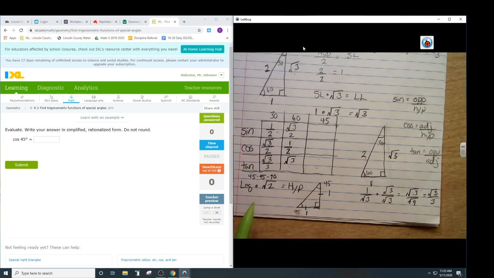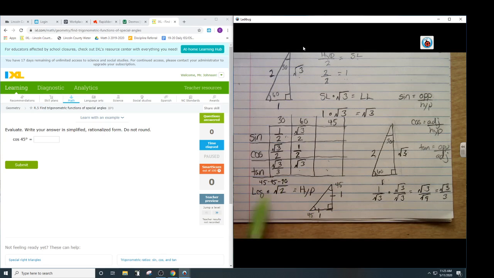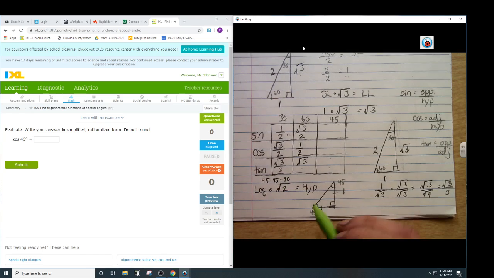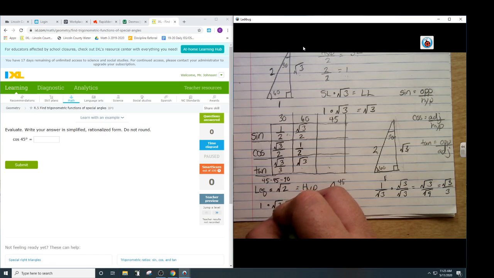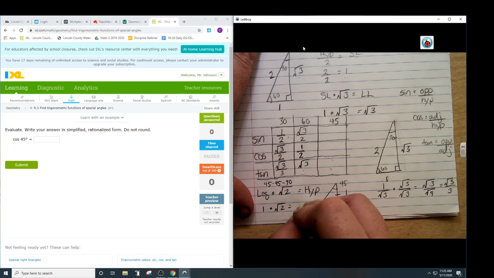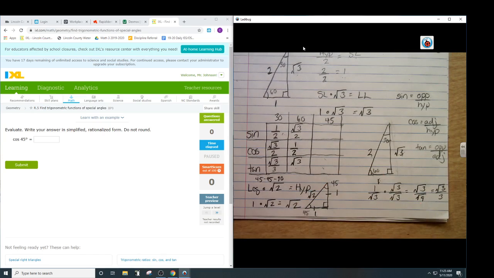Now, guys, if you remember your 45/45/90, if you're like, where's Johnson getting this stuff? I don't remember this. Go back a couple weeks and look under special right triangles, and you'll see these rules. I just didn't pull these rules out of the air. This is stuff you've already learned. Okay. Now, if the leg is 1, and I multiply it by the square root of 2, then my hypotenuse is just going to be the square root of 2. So that means that this is the square root of 2. Okay?